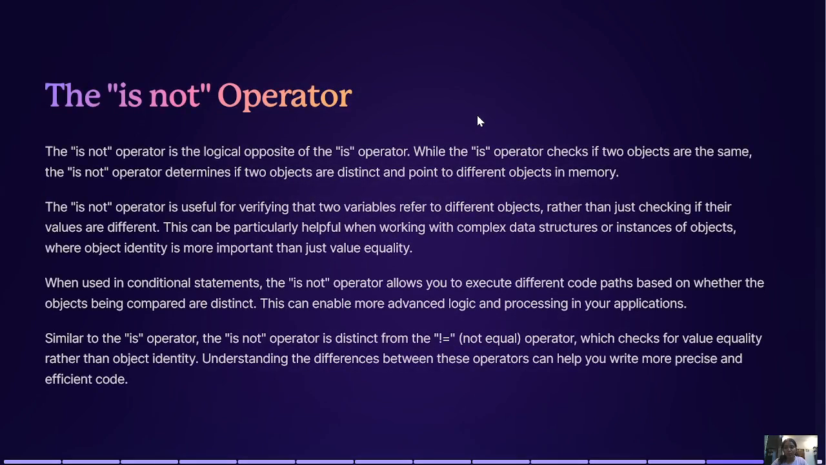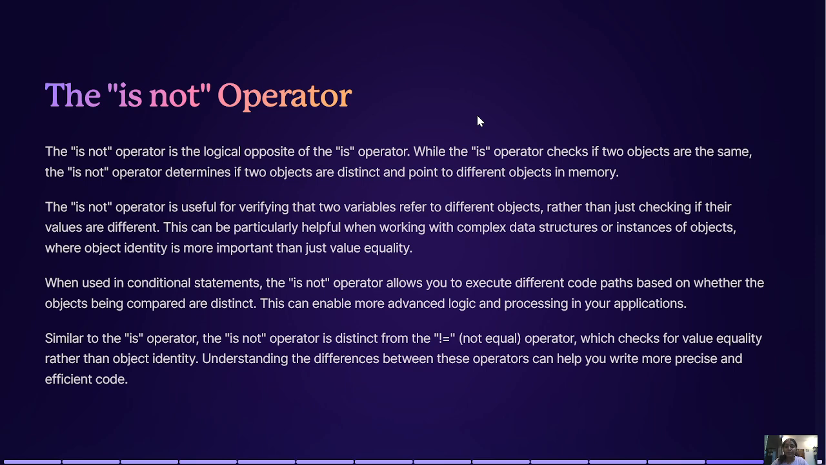Coming to the is not operator, the is not operator is the logical opposite of the is operator. While the is operator checks if two objects are the same, the is not operator determines if the two objects are distinct and point to different objects in memory. They both function oppositely. The is not operator is useful for verifying that two variables refer to different objects rather than checking if their values are different.